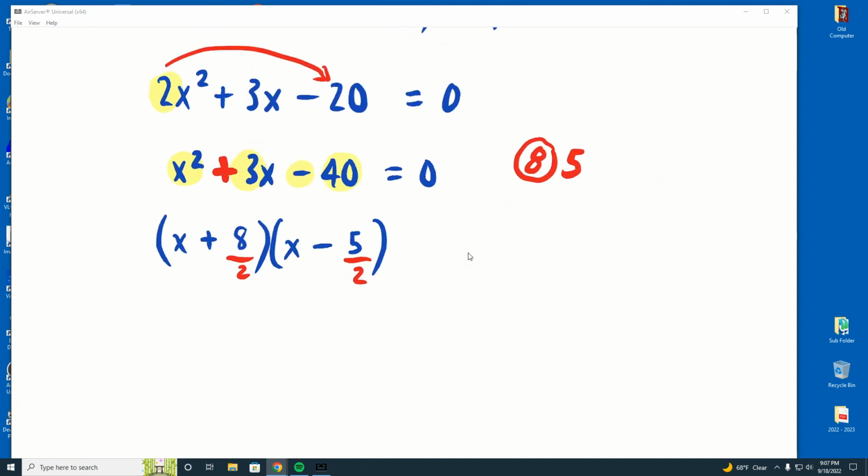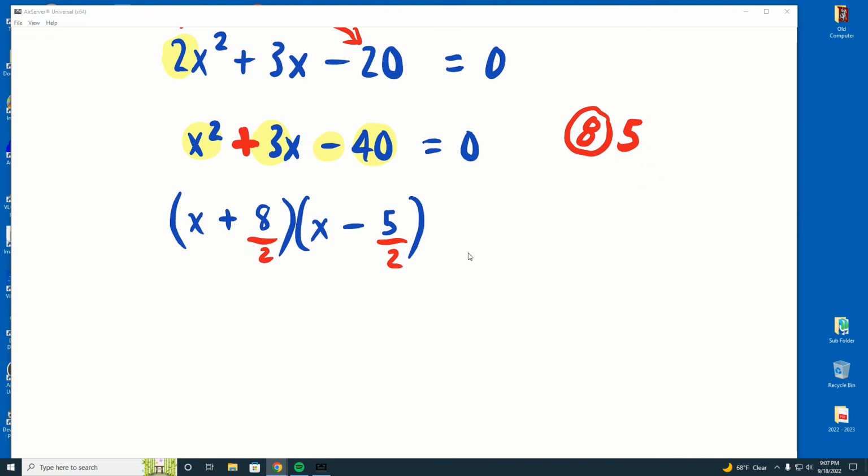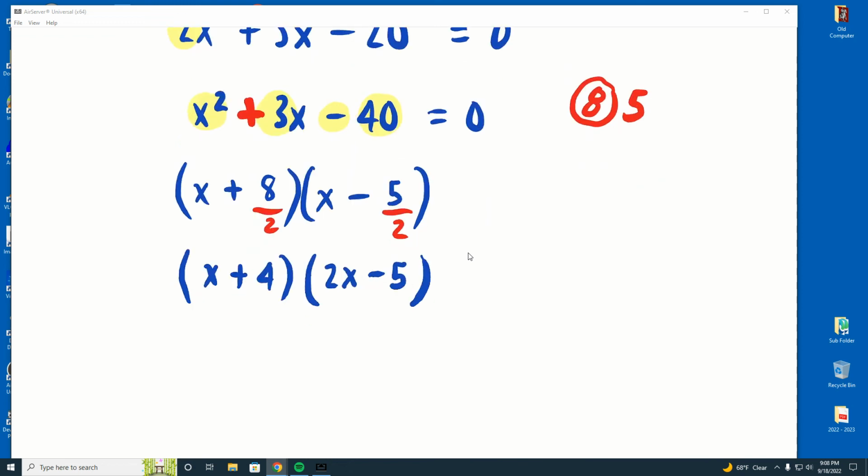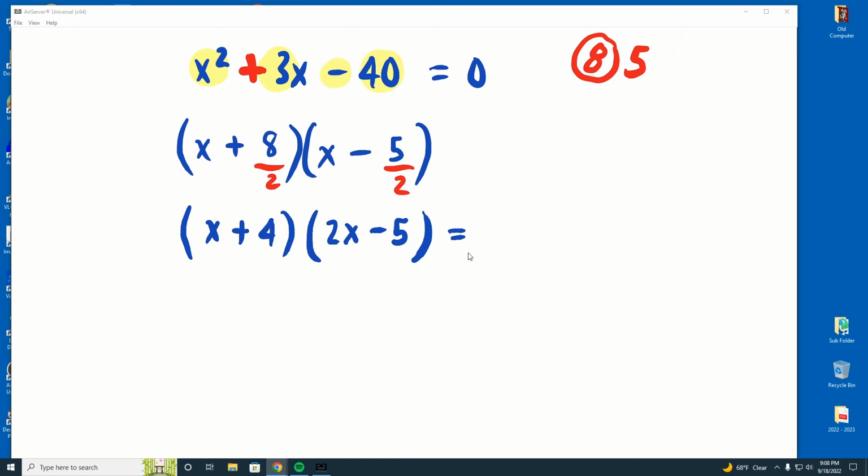So here we are, we're almost done with the factoring. Remember, this one will divide, 8 divided by 2, so that becomes x plus 4. This one will not, though, so we rewrite it as 2x minus 5. So that's the factoring. But remember, the question says solve by factoring. Well, solving by factoring means you're going to take those factors and set them equal to 0, and you're going to solve.